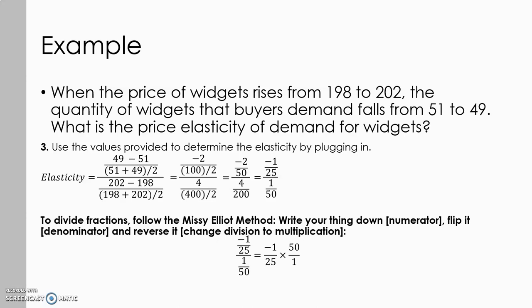And so now, instead of negative 1/25 over 1/50th, we now have negative 1/25 times 50 over 1. For multiplying fractions, much simpler. Just go straight across. So we end up with negative 50 over 25, or simply negative 2.